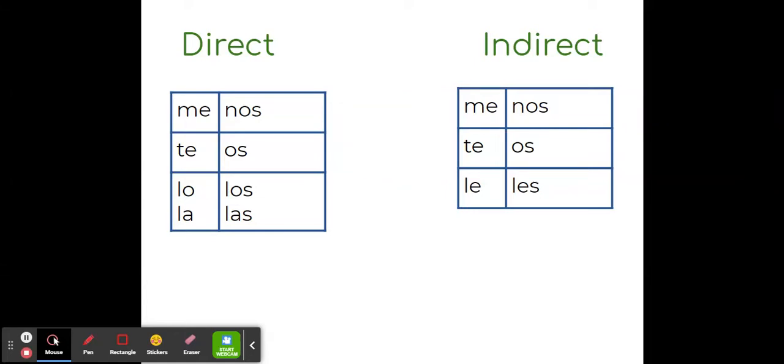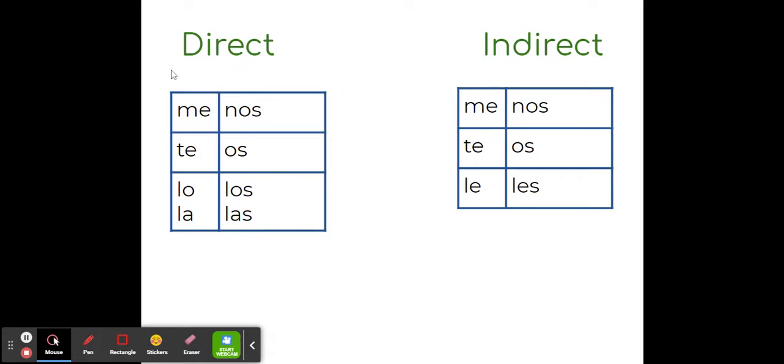Hola estudiantes, this video is over double object pronouns, which is going to be when you use a direct object and an indirect object in the same sentence. I'm going to start by reviewing the differences between direct and indirect objects, and then we'll do some where both are in the same sentence. Here are the charts for each.